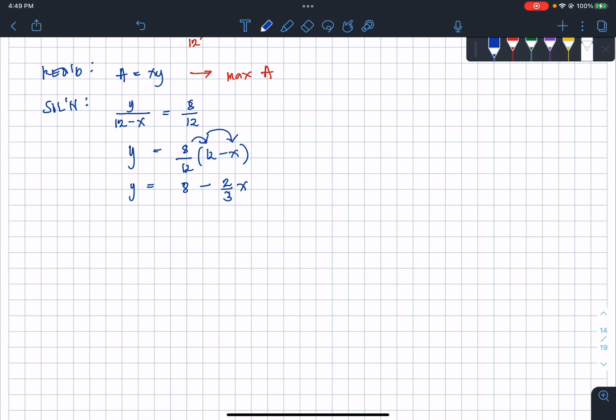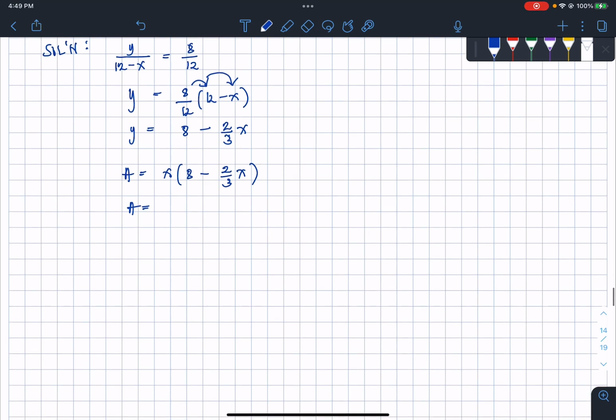Then we substitute this into our original equation, so A will be equal to x times 8 minus 2/3 x. So A is equal to 8x minus 2/3 x squared. Now we maximize A. To do that, we differentiate A with respect to x and equate it to 0.